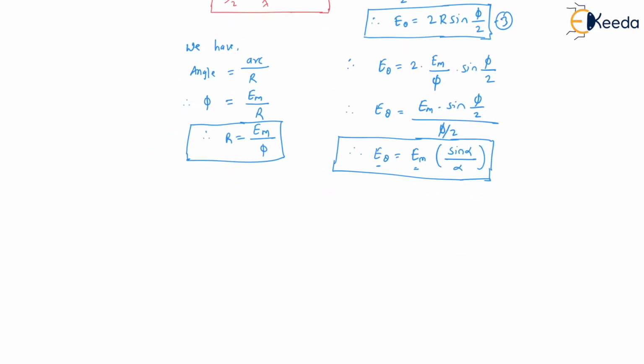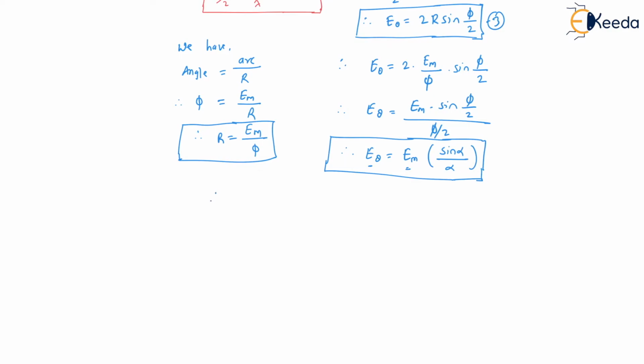Now we have to find out the intensity. We know that intensity is directly proportional to the amplitude square. So the resultant intensity, I theta, will be directly proportional to the resultant amplitude square, and this Im will be directly proportional to this Em square.